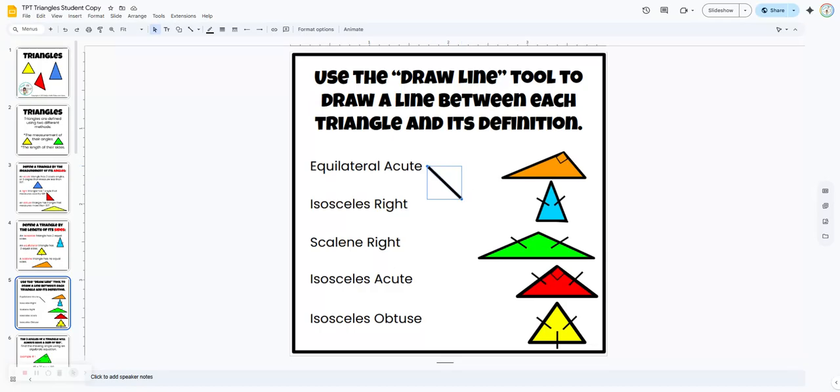So we're looking for an equilateral acute. So they just stretch it here. And if I want another line, I can just Control D and duplicate. And then we just click and hold on the blue circle. We're looking for isosceles right. And so on. And so they're going to connect all of these terms to the correct visual.